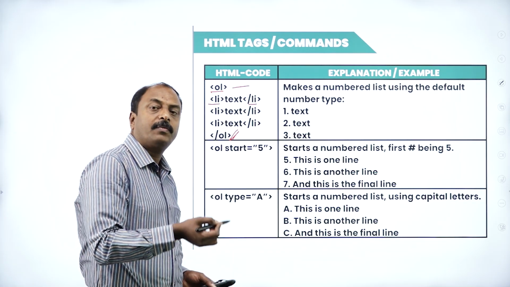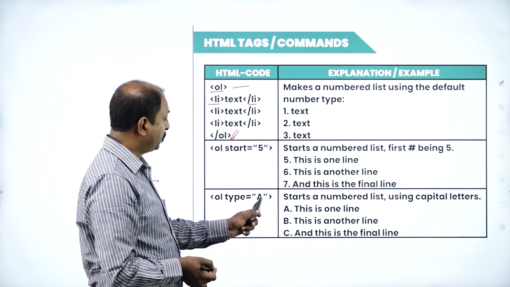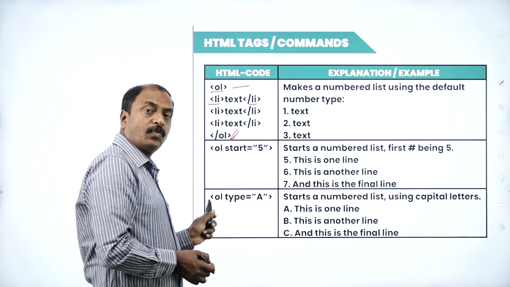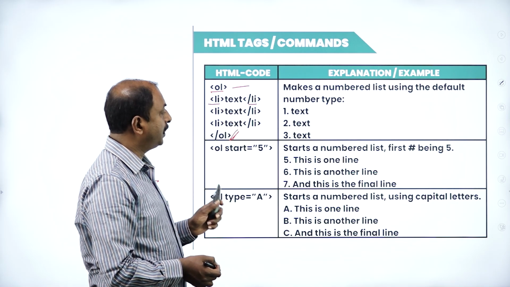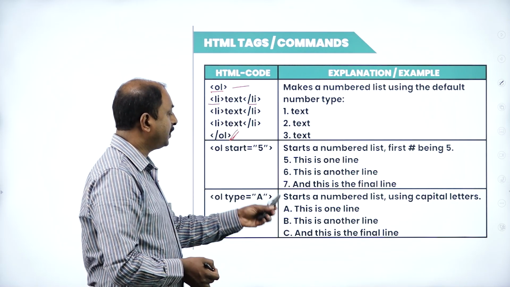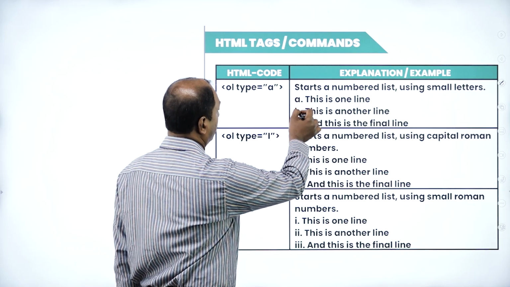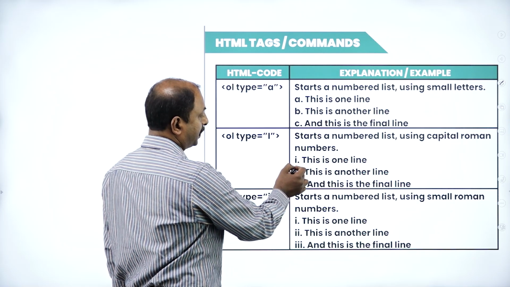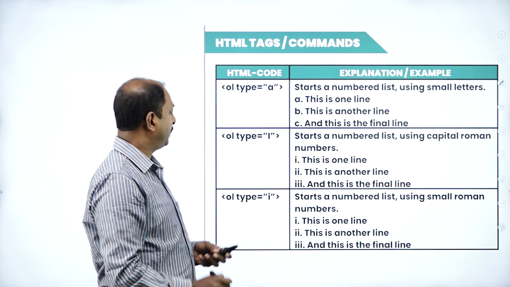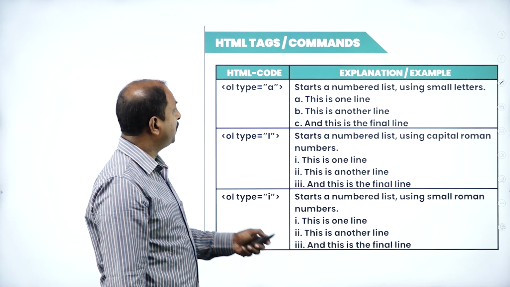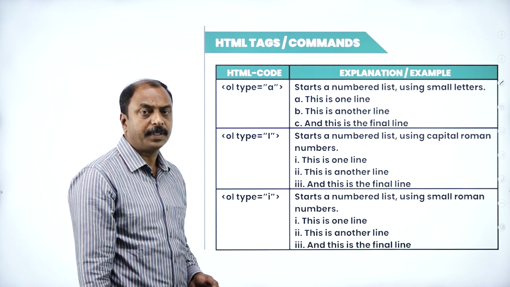Again, if I want to start with capital letters, we use type equals A in the OL tag. Open the OL tag, write the items, then close the OL tag. So this is a list with capital letters A. Similarly, we can have a list with small letters a, b, c, Roman numbers, and small Roman numbers i, ii, iii. These are all different types of ordered lists or numbered lists.